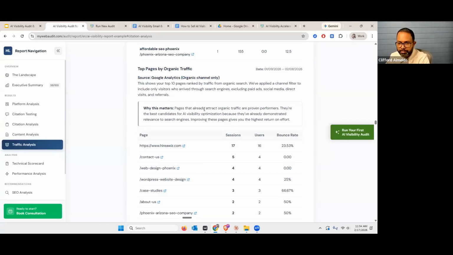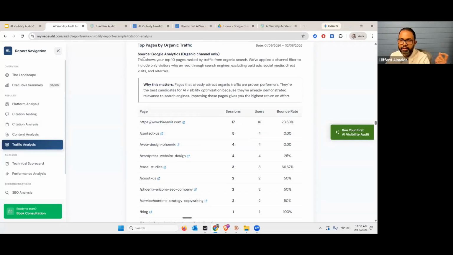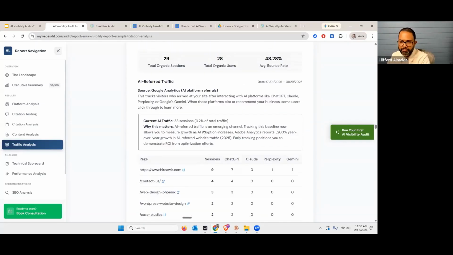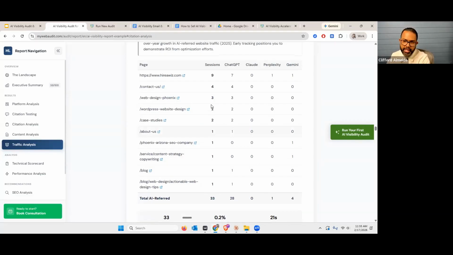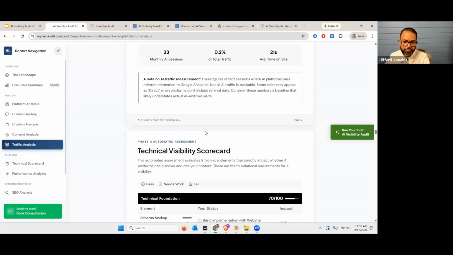What are the top pages? And then ultimately, same thing with Google Analytics. We see what pages are getting traffic, how much traffic they're getting. And we are again filtering by organic channel only, not other traffic. And then if the client, or the business, is actually getting traffic from AI platforms, we parse the analytics data and are able to show you the sessions, the platforms, and potentially where they are going as well. So now you know what pages to work through.